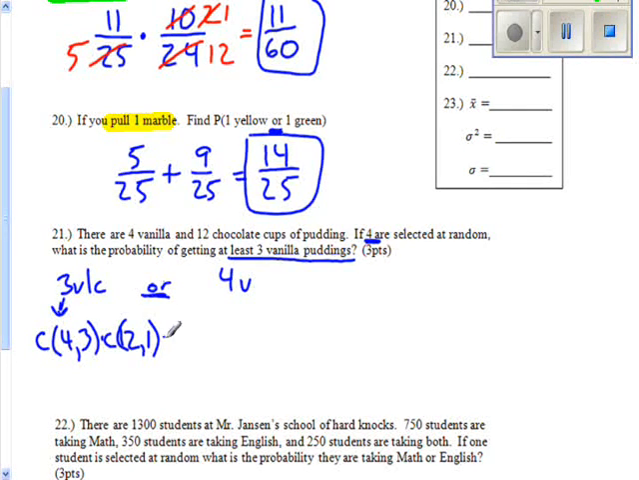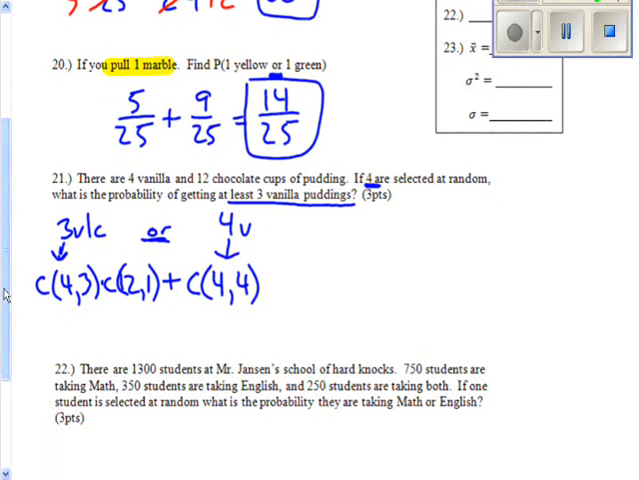Or, the word or means I add, and now for 4 vanilla cups, that's the combination of, there's 4 vanillas, and I want to choose 4 of them. Now I have a couple combinations to do. This gives me a 4, this gives me a 12, and this gives me a 1. Again, the and that's implied there means I multiply, the or means I add, and when I add these all up, it gives me 49.